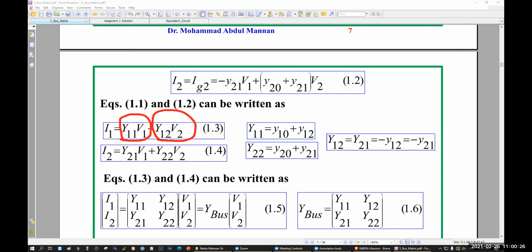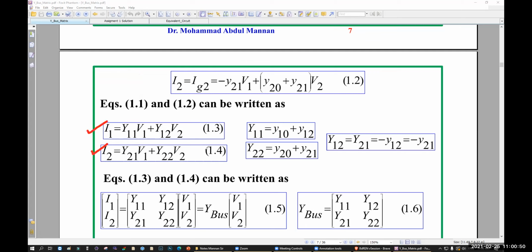Because we have two generators, one current can go in this way, another current can come in this way. So they will be added. So I1 = Y11 V1 + Y12 V2, and I2 = Y21 V1 + Y22 V2. These are the formulas for your currents.